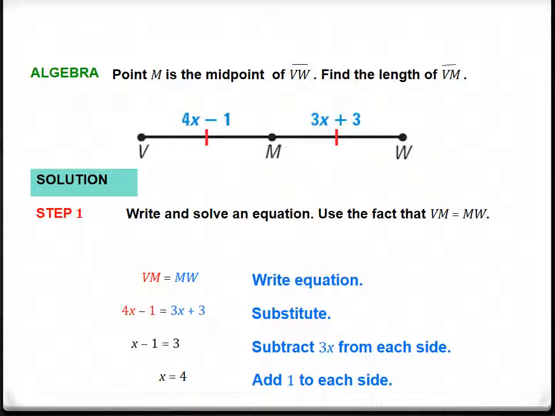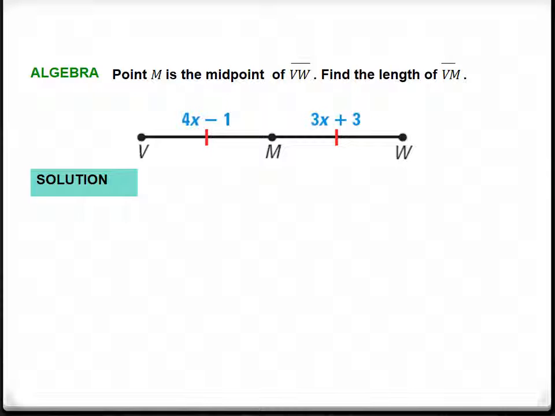Now I hope when you did this on your own, you did not stop here, because that is not our solution. X equals 4 is not the length of VM. The length of VM is 4 times something minus 1. Now we have that something. So we're going to have to substitute the 4 in for x.